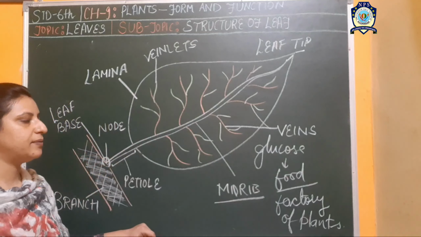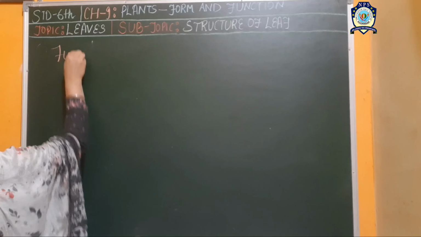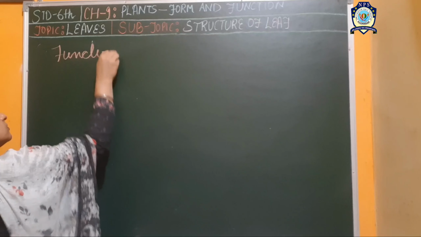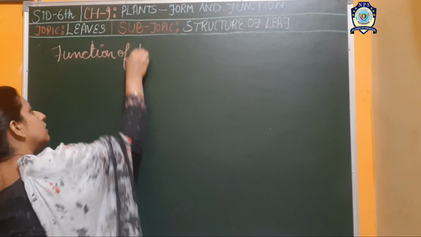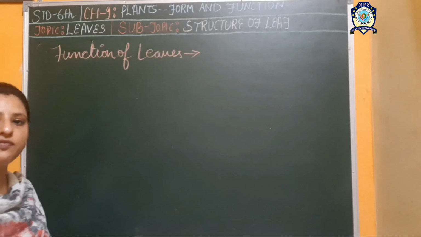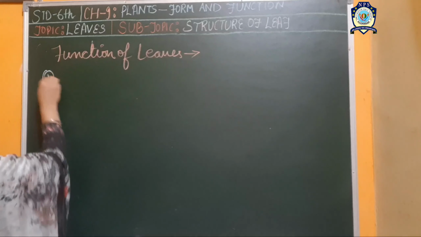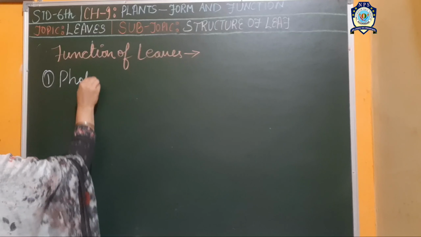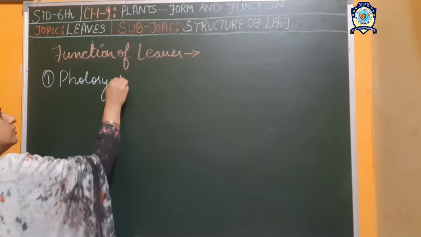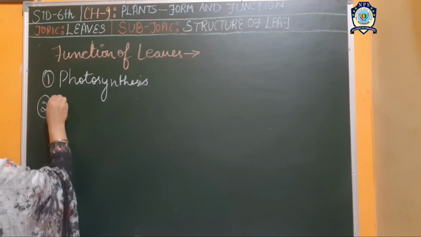Now let's discuss about the functions that are performed by the leaf. Functions of leaves. So there are three main functions which are performed by the leaves. First is photosynthesis. Second one is transpiration.